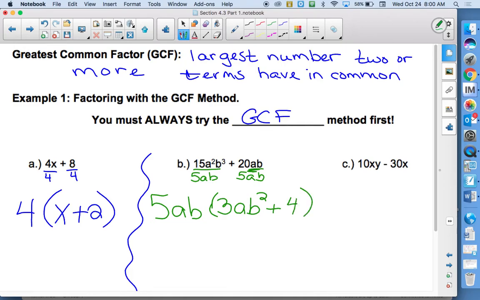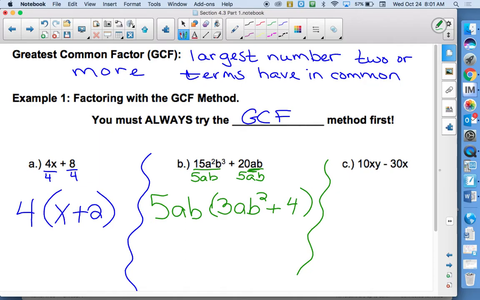20 divided by 5 is 4. There was an A, but you got rid of it because you put it in the front. There was a B, but you got rid of it because, again, you placed it in the front. So we have 3AB squared, and then plus 4. So factored form, parentheses. You should be able to multiply to go back if you needed to. And then the third one, we have 10xy minus 30x.